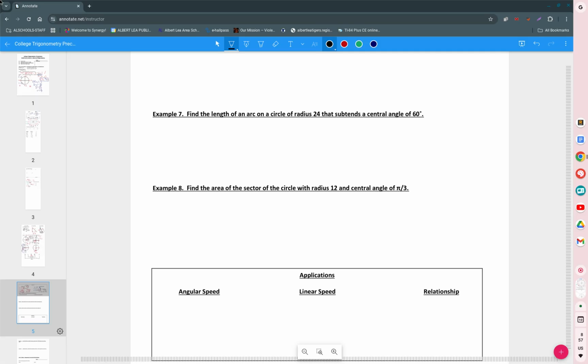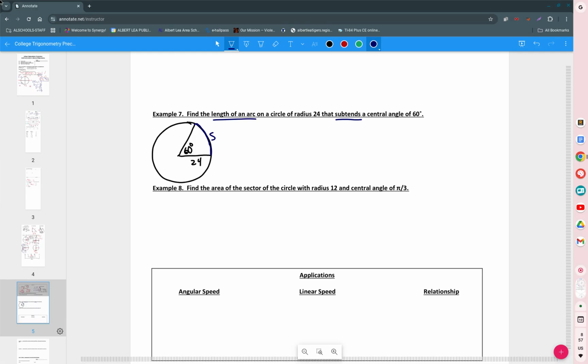It says find the length of an arc on a circle of radius 24 that subtends a central angle of 60 degrees. And what that means, and actually on your worksheet, I have them all drawn out for you. We have a circle with a radius of 24, and the central angle is 60 degrees. So when it says that you want to find the length of an arc that subtends, in this math book, they say it subtends means it stretches from one side to the other, looking for that arc length S.